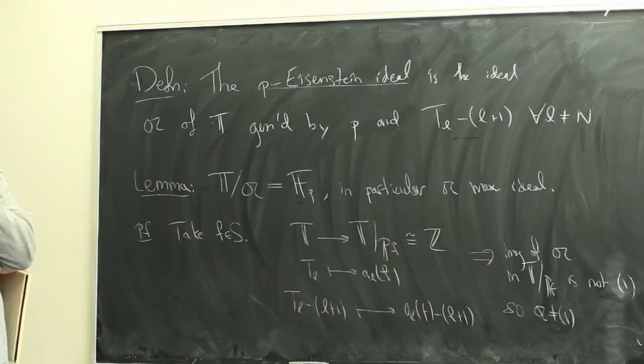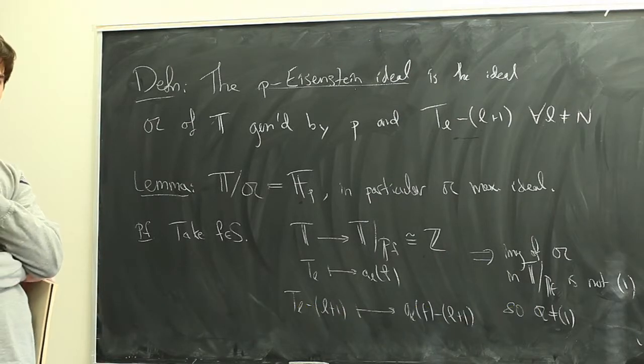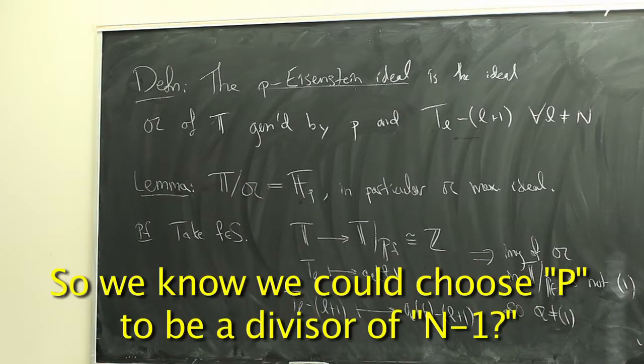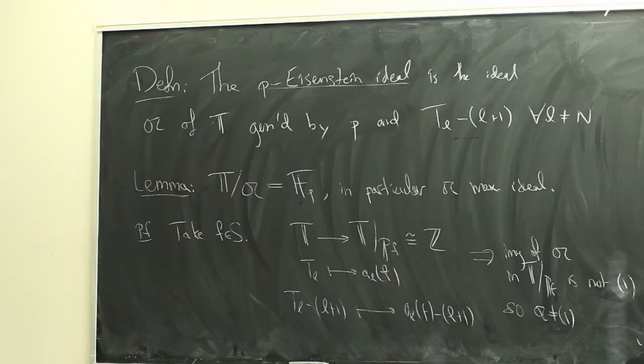Sure, I mean, if a_ℓ(f) were ℓ squared plus 1, then you'd get cyclotomic squared plus trivial. Yeah. We are taking p to be a divisor of n minus 1. We didn't prove that you have to, but Mazur shows that that's the only one that works. Well, you can only take those. Any other questions?